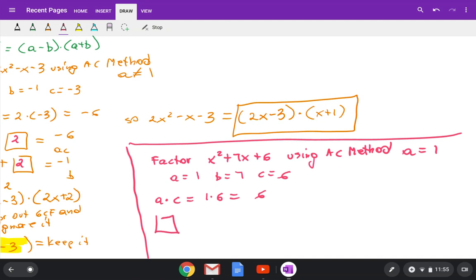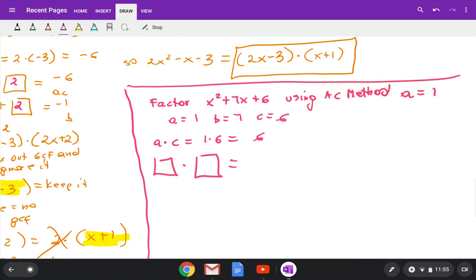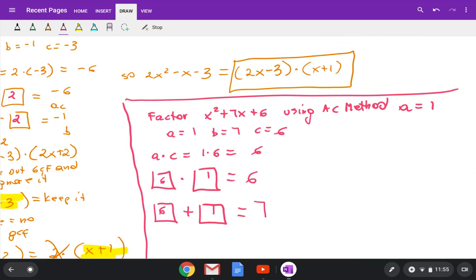We're going to find two integers which by multiplication give us a times c, which is 6, and the same two integers by addition give you b, which is 7. So 6 and 1 definitely works. So now our factors will be x plus 6 times x plus 1.